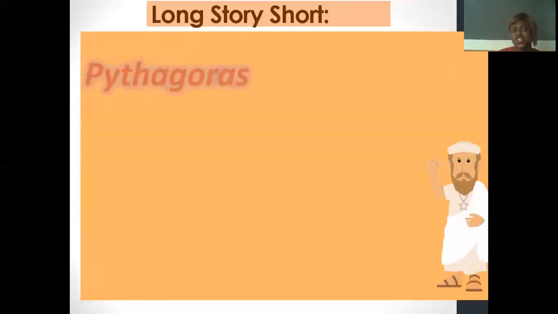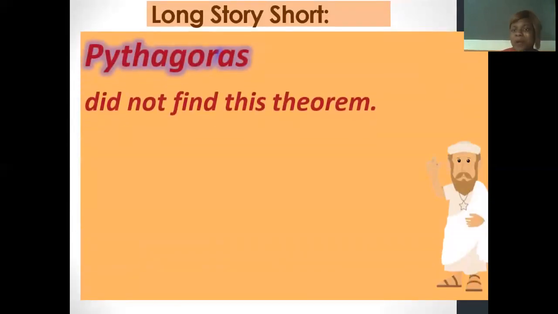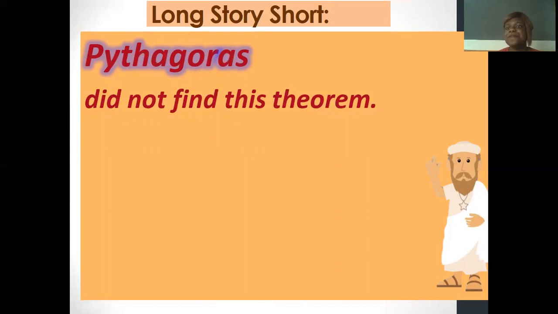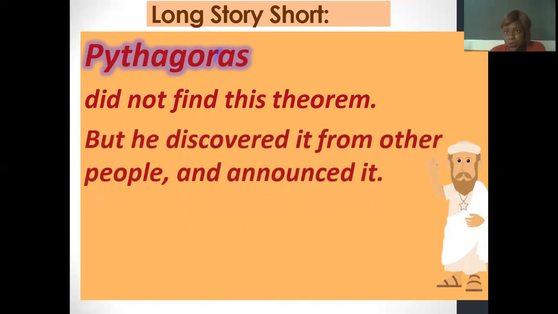Now, long story short, there's something you need to know. Pythagoras did not necessarily find this theorem, and there have been many arguments that he wasn't the one that found it, but he was the one that announced it. He discovered it from other people and announced it to us, so the theorem is attributed to him. I wasn't living in those times, so I cannot tell you per se what he did. But the truth is that we know this theorem as the Pythagorean theorem, and nothing is going to change that.